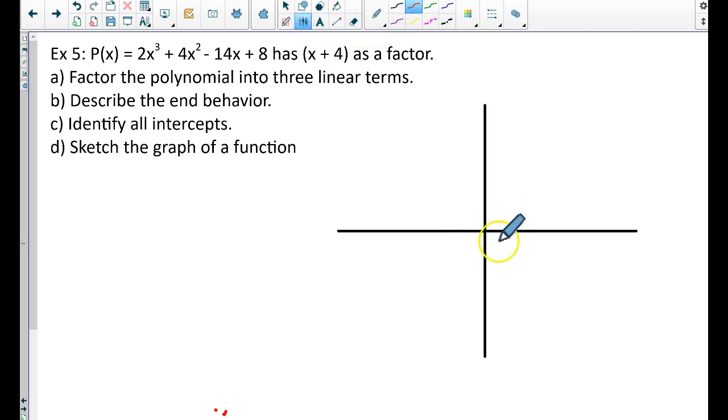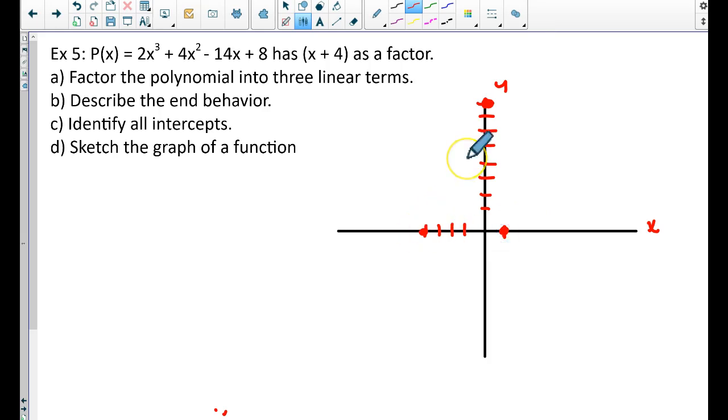You want to graph a y-intercept of 8. Let's make sure to label the x and y axes. So 1, 2, 3, 4, 5, 6, 7, 8. So we're going to graph our y-intercept. And we need an x-intercept of negative 4, and an x-intercept of 1.